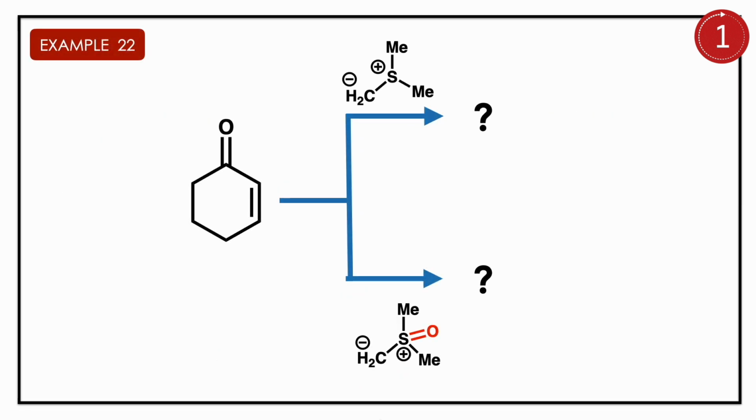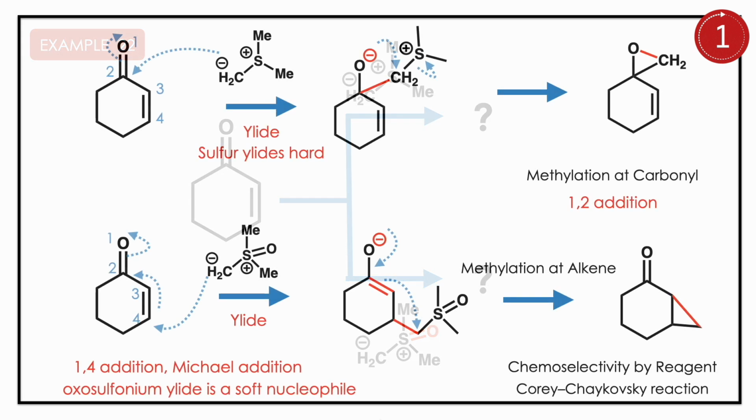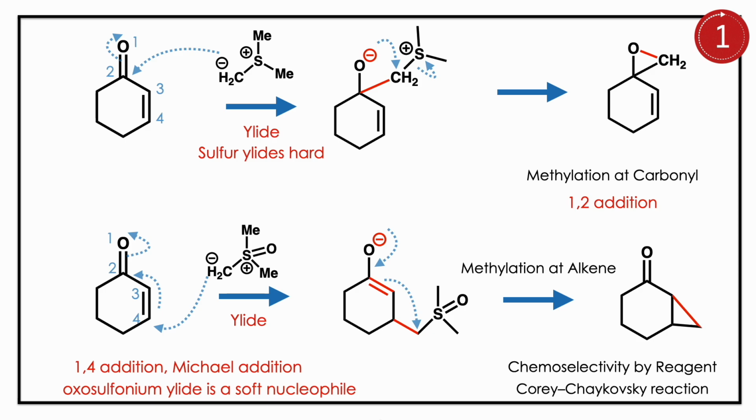Then the next example: you have cyclohexenone reacting with a sulfonium ylide, which is CH2 minus, and a sulfoxonium ylide, which is also CH2 minus. You should find what will be the final product. Here you should know the fact that sulfonium ylides are hard, sulfoxonium ylides are soft. So the sulfonium ylide attacks the 1,2 position. You have O minus, which is the internal nucleophile, and you have the possibility of a leaving group, dimethyl sulfide. So O minus attacks, and you have epoxide formation.